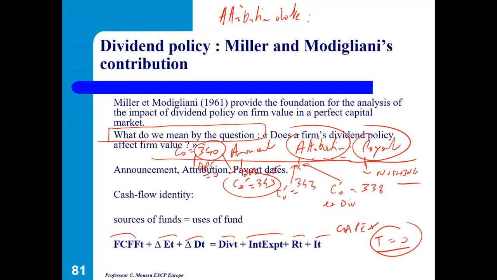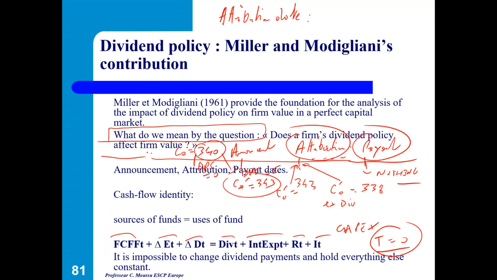Okay, what you don't have here is taxation. There could be some taxation in the free cash flow, but we are still in a world without taxation for the moment. So basically they say at any moment you have that. And then they say it is impossible to change dividend payment and hold everything else constant. Imagine that I am this company, and imagine that I have 1 billion shares.